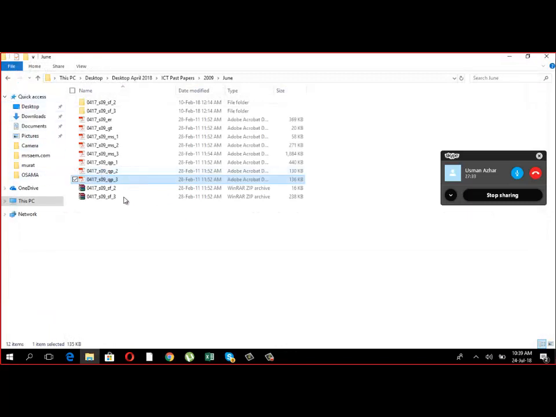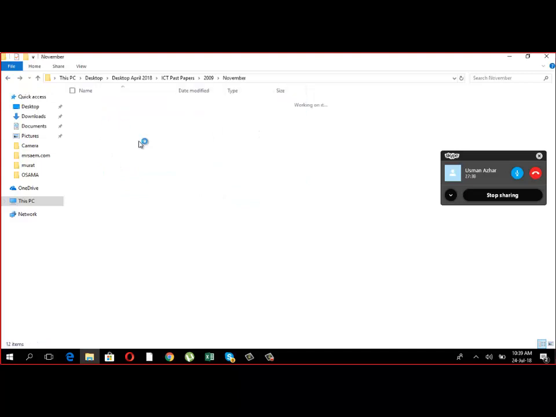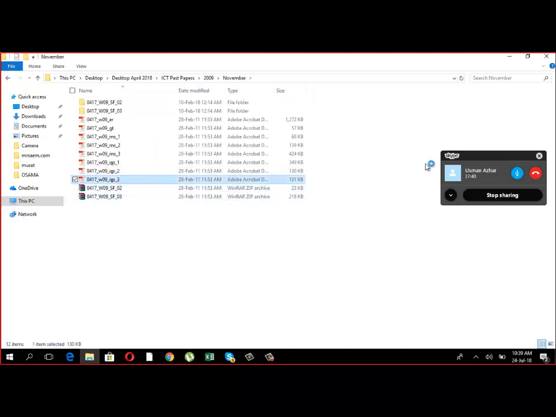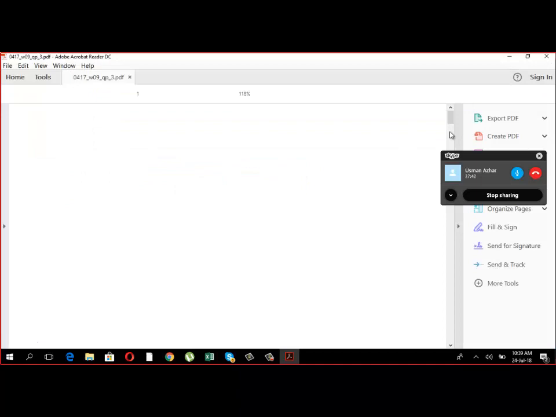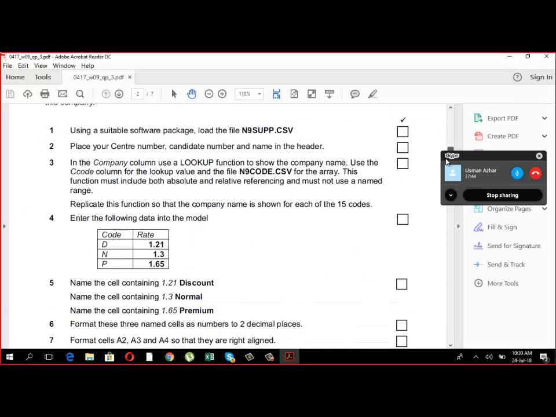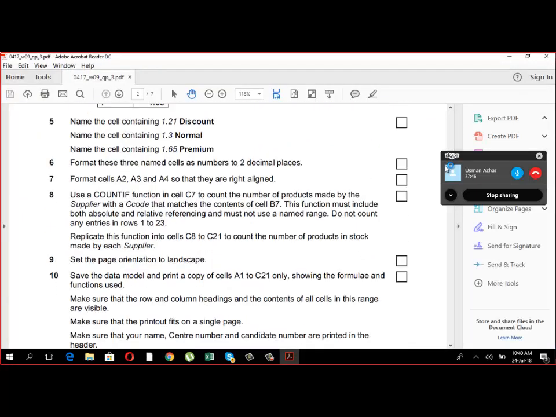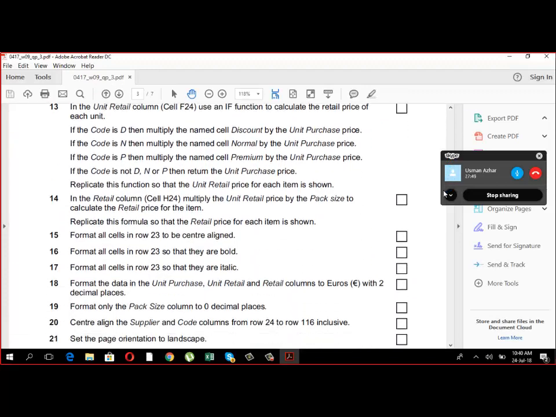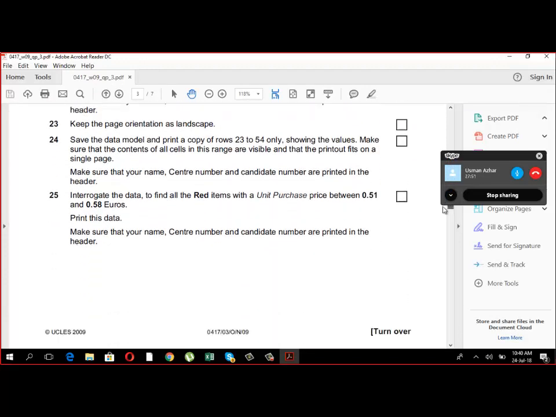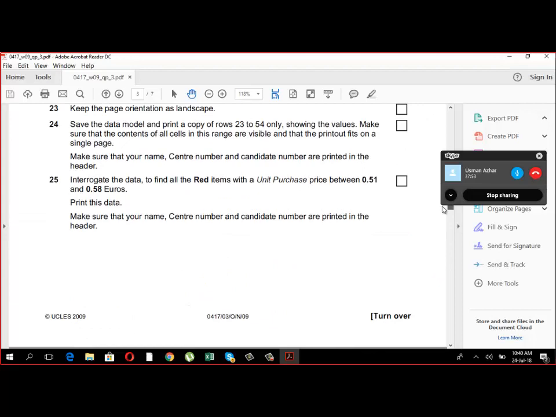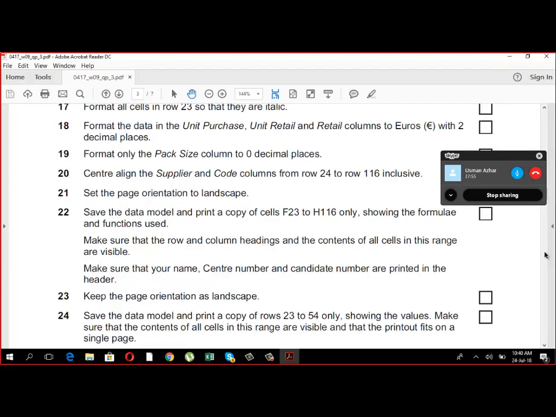Let me solve 2000 June. We could solve any one. I just want to solve one where we have more functions. There were just two functions over there. Yes, okay, this is much better. It's lengthy. It has 25 points. So let's solve this one, okay?